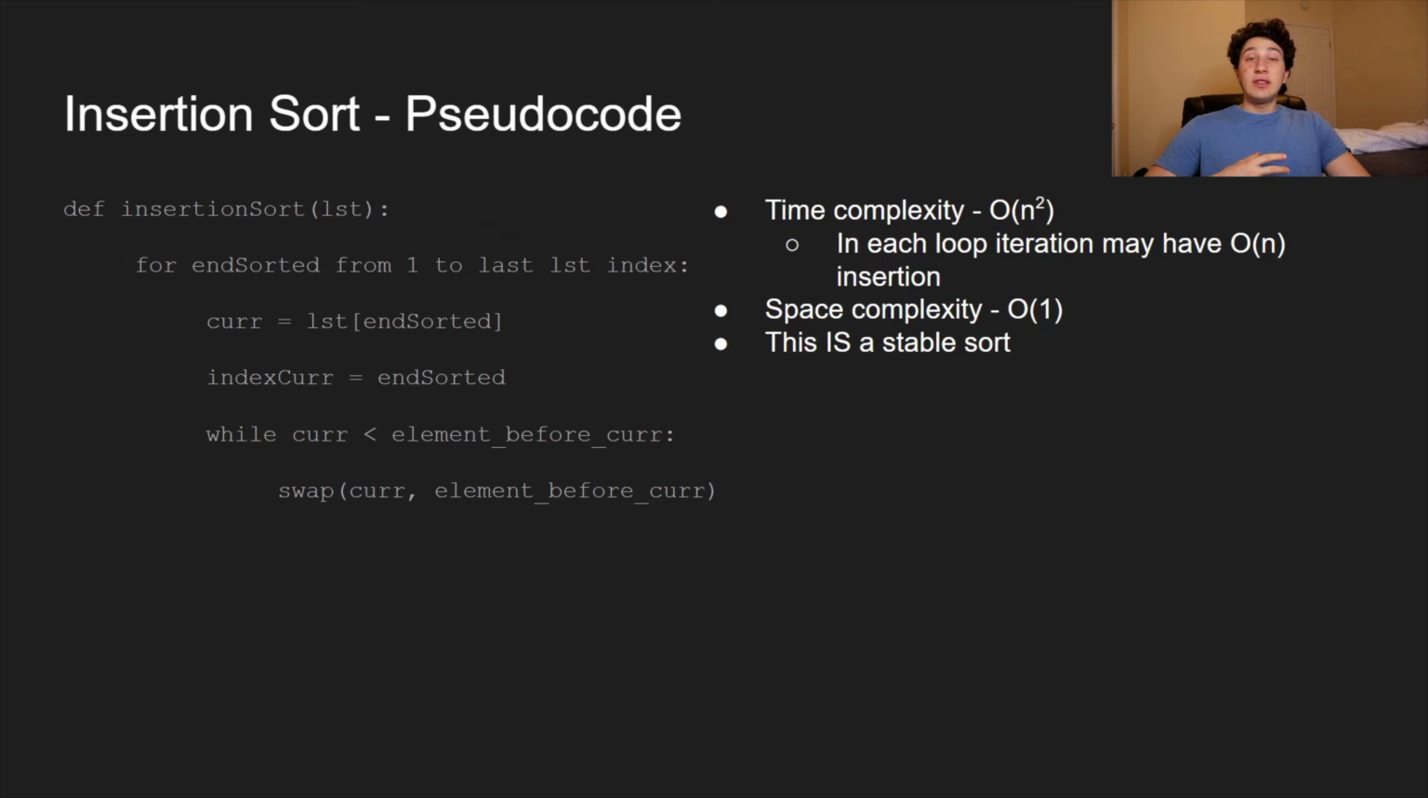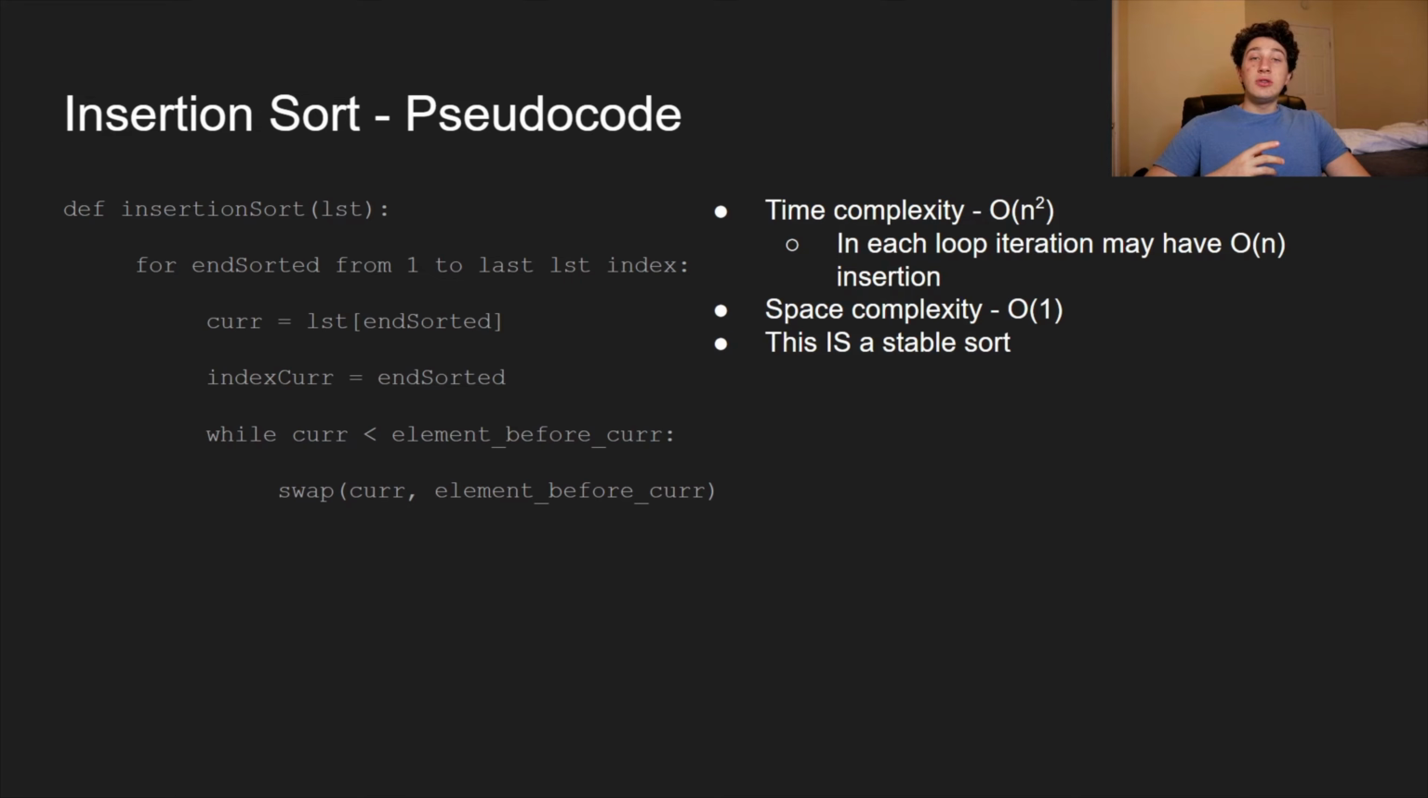Looking at the pseudocode, again, it's pretty simple, but the premise is this. We have one index of a loop called end sorted, which is going to delineate the end of where the sorted section is. And that's going to start at 1 this time because we're initializing the first element as the first part of the sorted section. Then we take the first element of the unsorted section, which is going to be called cur, and we get the index of that current element as well.